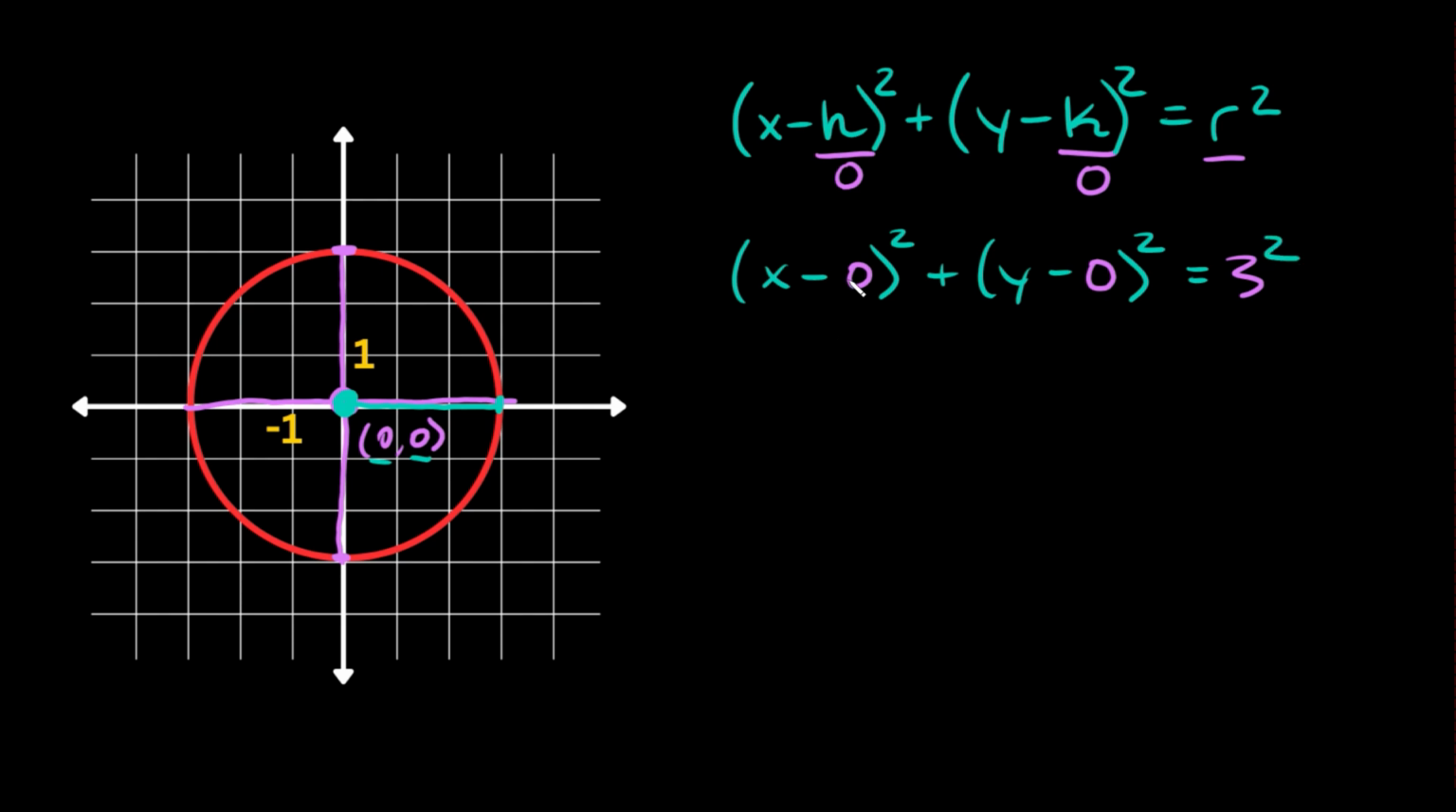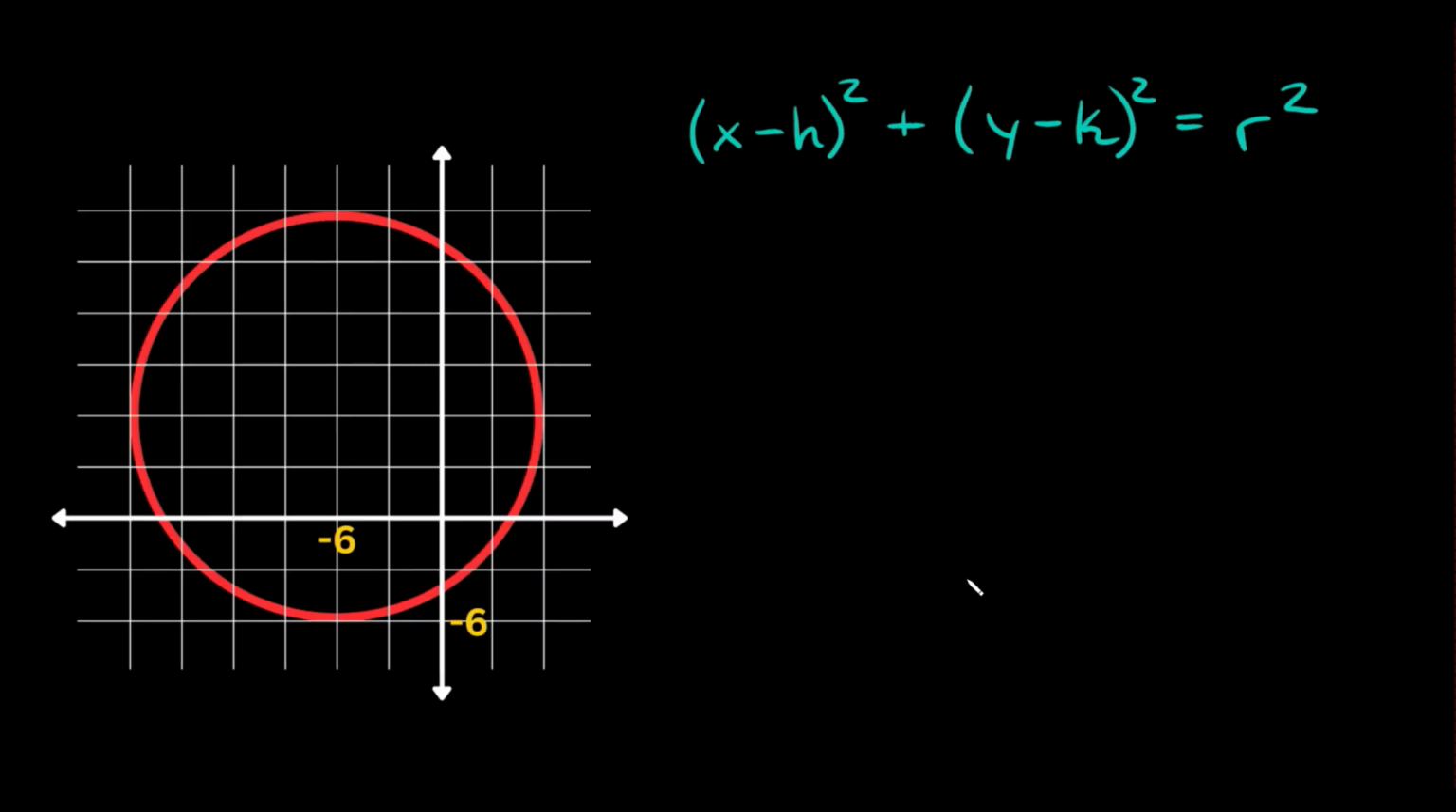Now x minus 0 is just equal to x, so here we simply have x, squared. Plus, here y minus 0 is just y, so we get y², and that's equal to 3², which is equal to 9. So our final answer right here would simply be x² + y² = 9. All right, let's try one more example here.